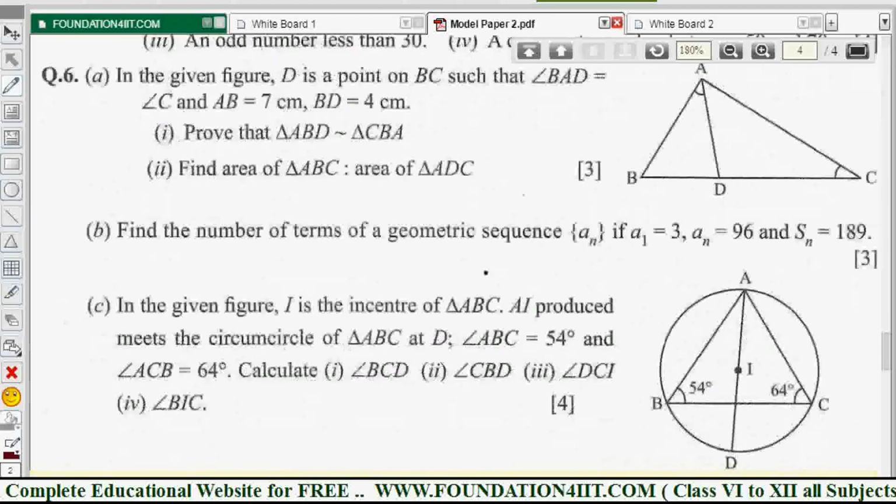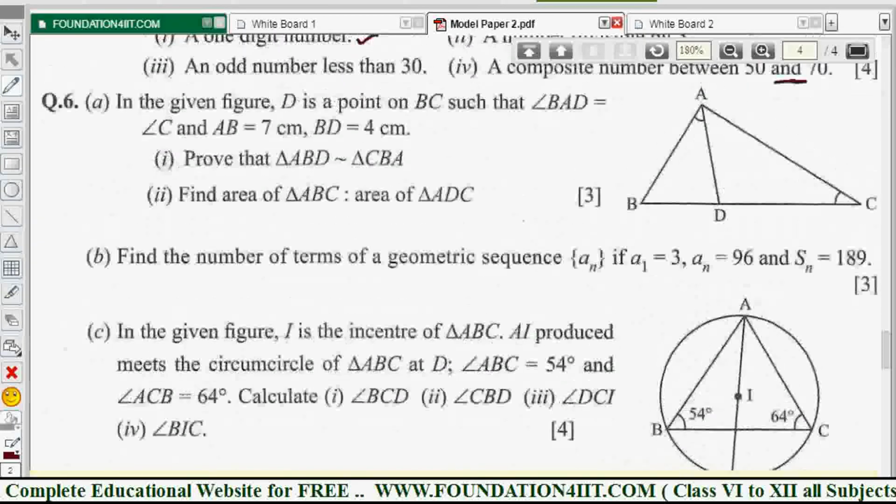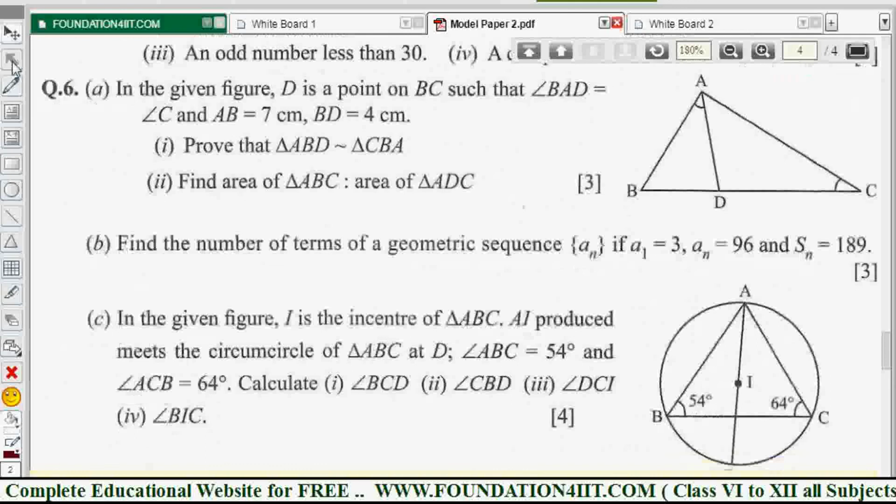Now let us see question number 6 and we will solve these sums. In question number 6, the first one is from geometry. In this given figure, D is a point on BC. The condition is angle BAD is equal to angle C. AB is equal to 7 centimeters, the distance from A to B is 7, and BD is 4 centimeters.